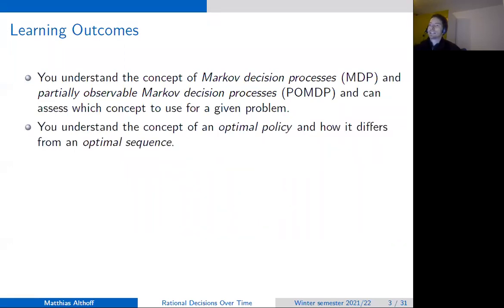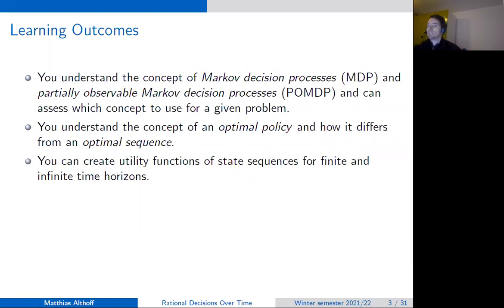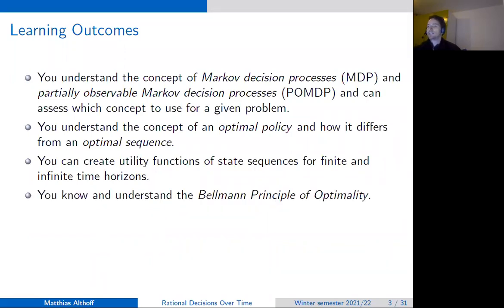You should also understand as a learning outcome the concept of an optimal policy and how it differs from an optimal sequence. When we looked at search problems, we only looked at optimal sequences. And now we're looking at optimal policies, and I will explain to you why this is important. You can create utility functions of state sequences for finite and infinite time horizons. Because now we don't have the utility of a specific outcome, but of infinite sequences. Of course, we have to think how to compute them such that we obtain a finite value. And you know and understand the Bellman principle of optimality.